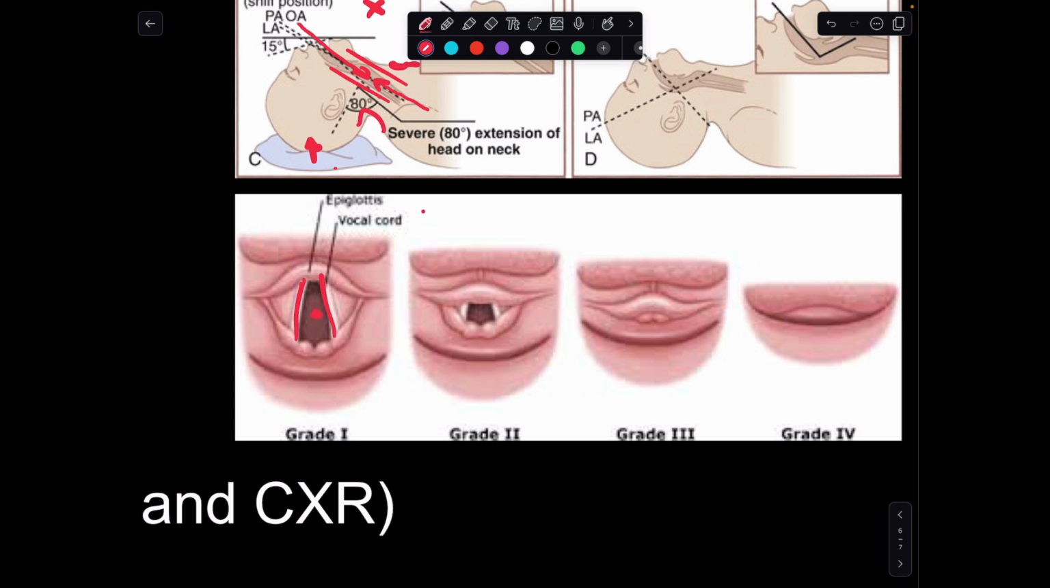Grade two can be divided into grade 2A or 2B. This right here is what I would consider a grade 2A view, where you have a partial view of the vocal cords. Grade 2B is where you can only see the arytenoid cartilage, so these two bumps at the base of the vocal cords. If this epiglottis was hanging down farther, you would say I have a 2B view. Grade 3 is where you can only see epiglottis, right here. And then grade 4 is where you can't even see any epiglottis.